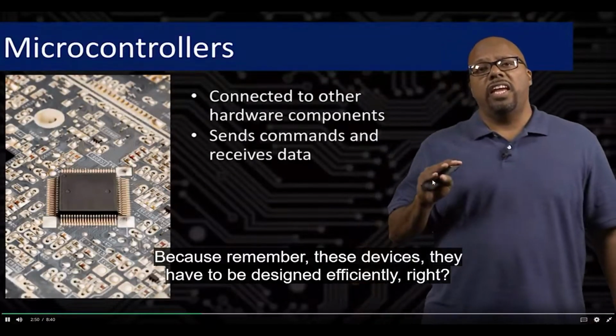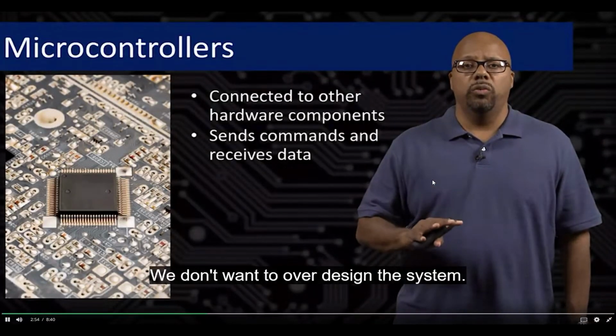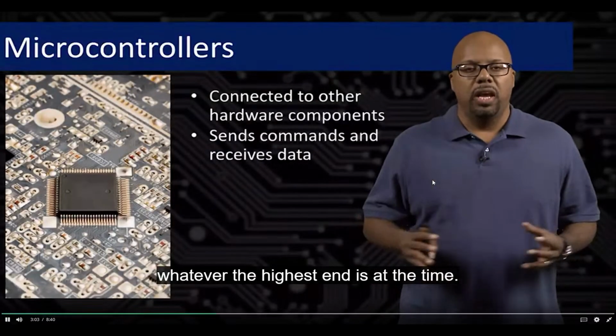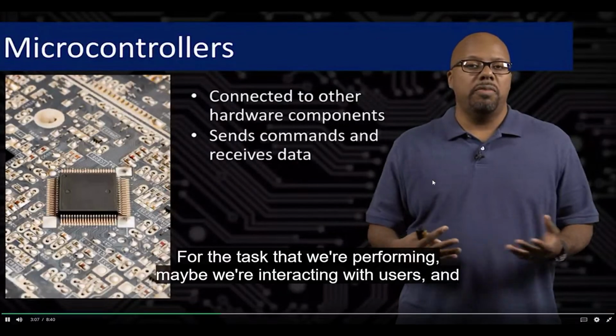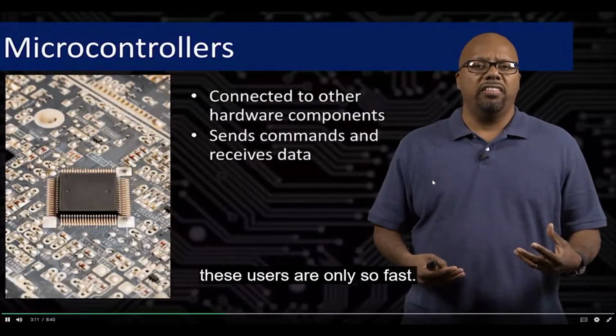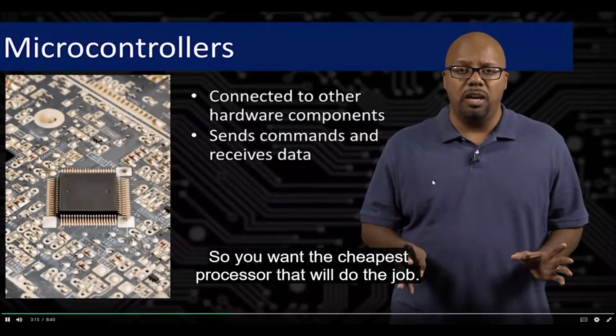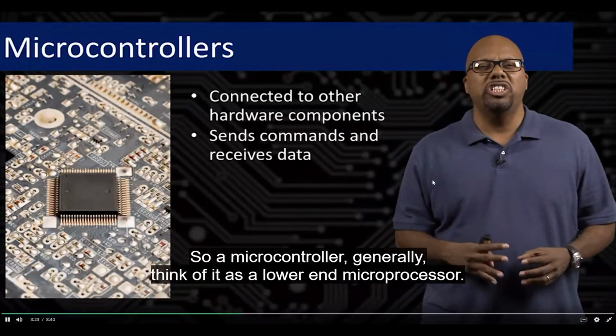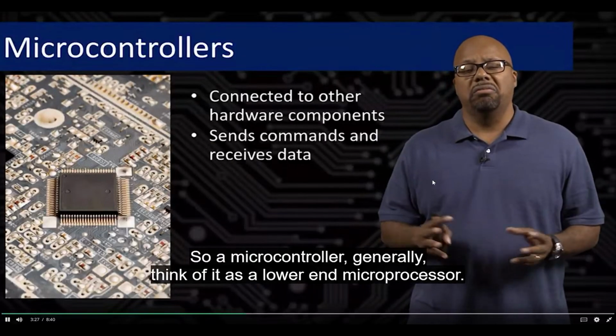Remember, these devices have to be designed efficiently. We don't want overkill. We don't want to over-design the system. We don't want to buy the highest end processor, quad core, 4 gigahertz, whatever the highest end is at the time, if we don't need it. For the tasks that we're performing, maybe we're interacting with users, and these users are only so fast, so maybe you don't need a fast processor. You want the cheapest processor that will do the job. So you will go for a microcontroller, which is slower and cheaper than the high-end microprocessor. Think of it as a lower-end microprocessor. Roughly, that's what it is.